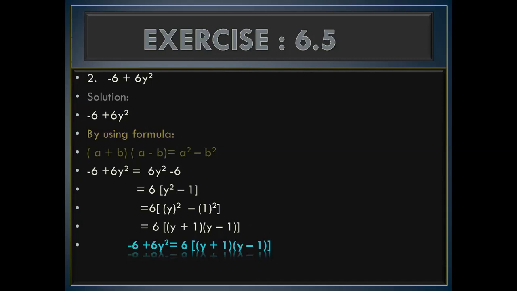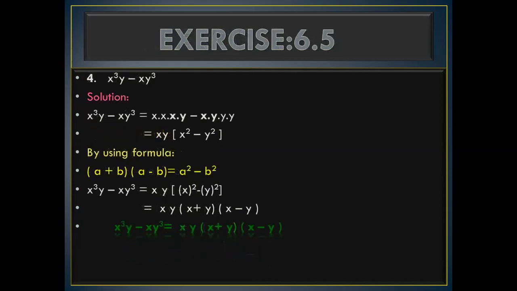Let's come to the next question. All the questions are on the same method, the same formula that you have done in class 7. The variables and the coefficients are changed. In some terms we take common, in some we arrange the terms, and in some questions we directly apply the formula and get the answer.